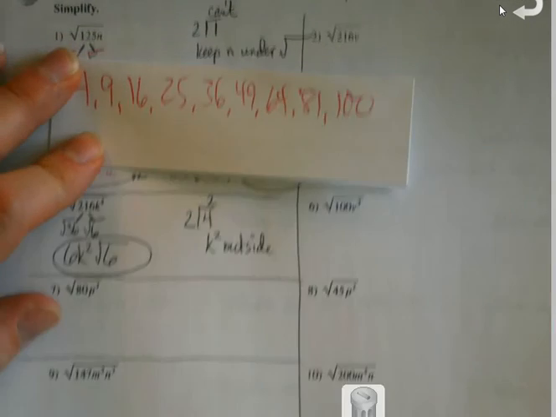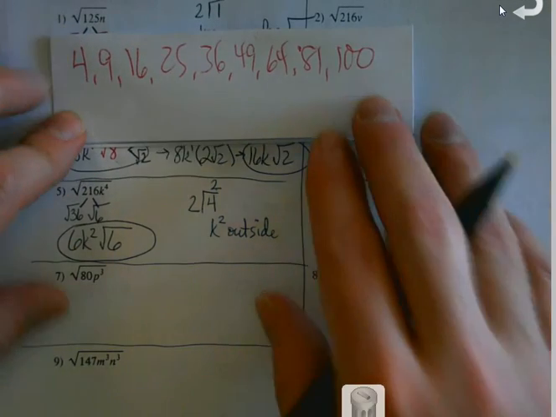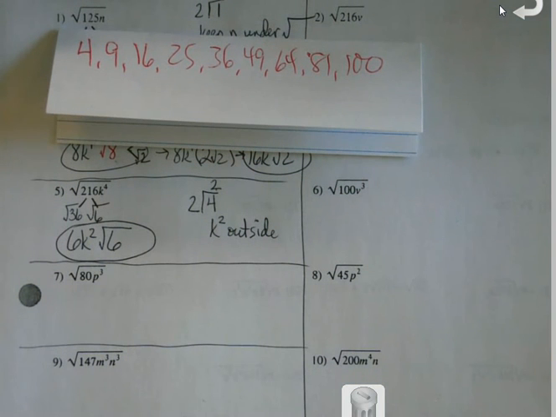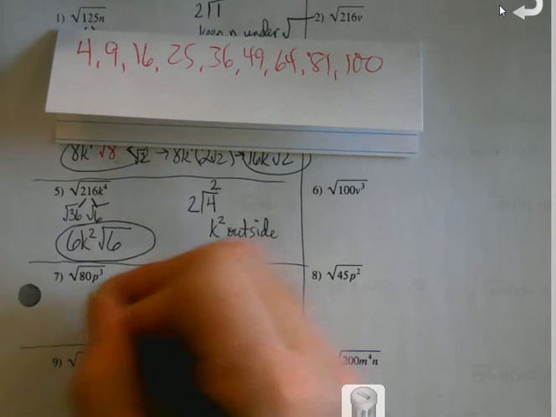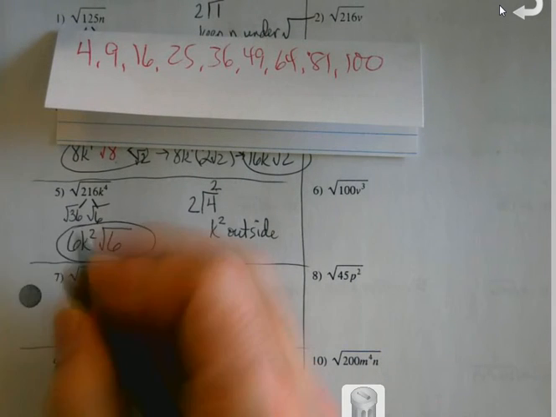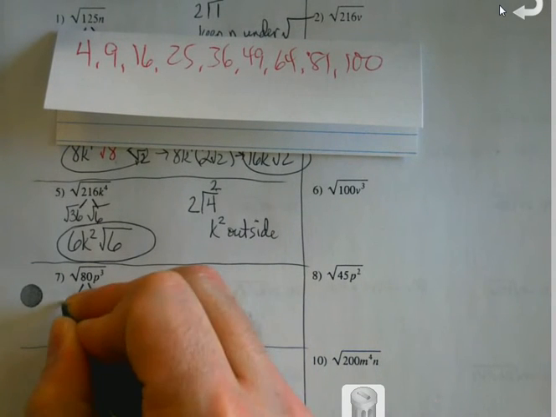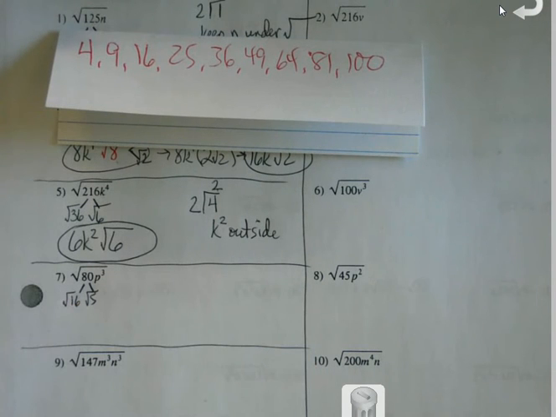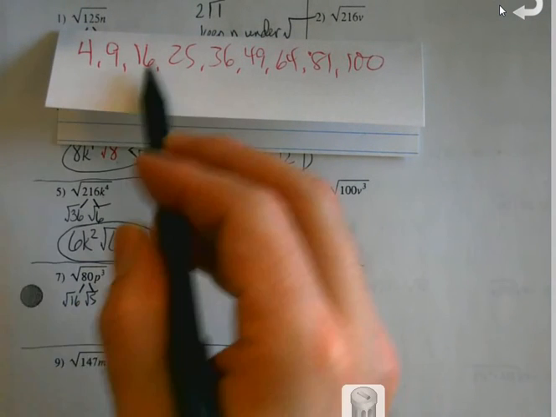I'm going to try to help out here as we keep going by keeping a list on the screen here. So I get to the next one. All right, we're looking for 80, something that goes into 80. I know it's not 81, I know it's not 100. Pretty sure it's not 64 or 49. 5 and 16. And again, the one that's perfect breaks down.